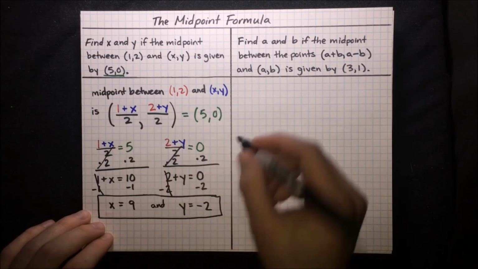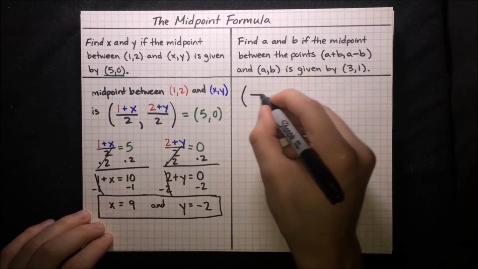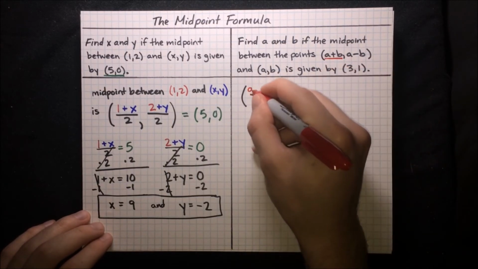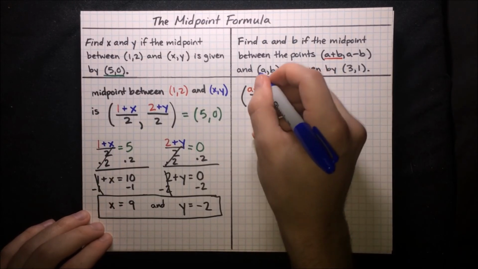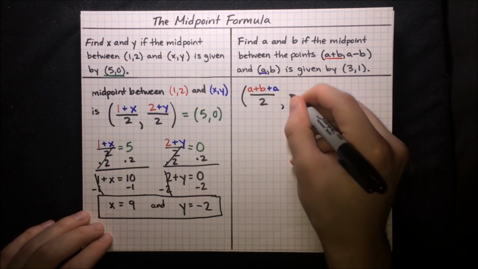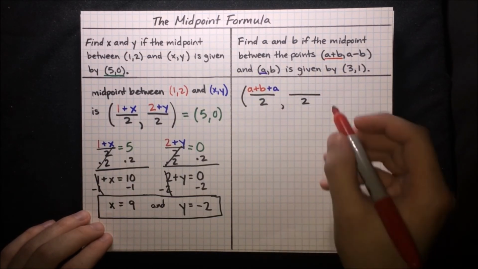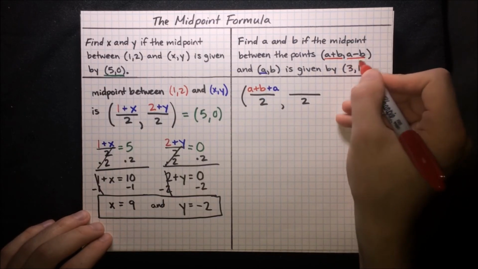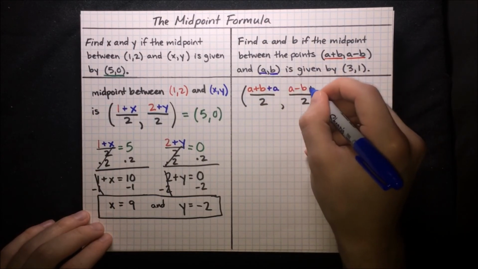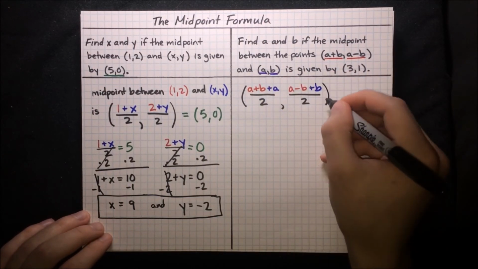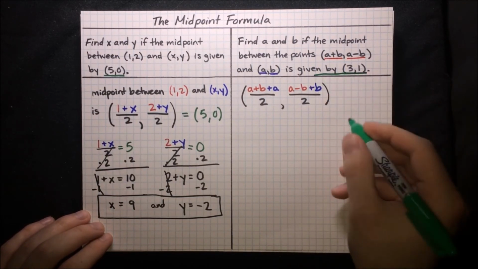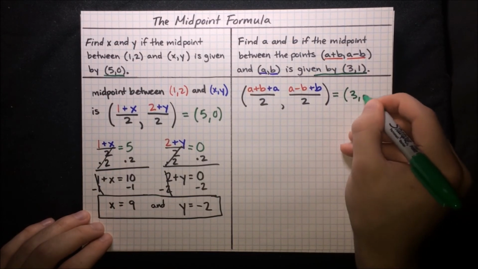Let's jump right into the midpoint formula. So first of all, we want to add the x coordinates and divide by 2. Now the first x coordinate here is a plus b, and the second x coordinate is just a, so a plus b plus a divided by 2. And then the y coordinates, we do the same thing, add them and divide by 2. So the first y coordinate is a minus b, and the second y coordinate is just b. So a minus b plus b. So that's the midpoint in terms of a and b, and we also know that the midpoint is given by 3, 1. So this has to be equal to 3, 1.